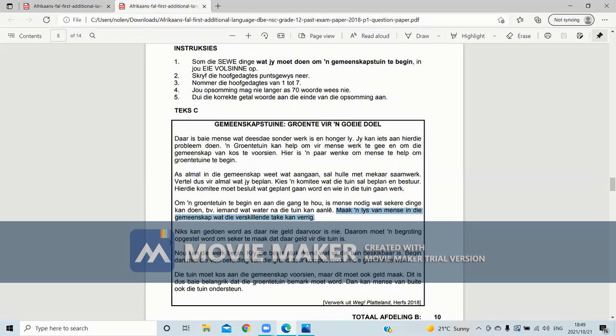Okay, I'm just going to do one more and then I'm going to move on from here. I hope this is helpful. Niks kan gedoen word as daar nie geld daarvoor is nie. Oh, I've said this. Nou kan die werk begin. So now the work can start. Is that useful for our mission? No. Kry die beste stuk grond wat vir die tuin beskikbaar is.